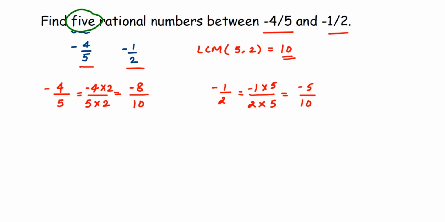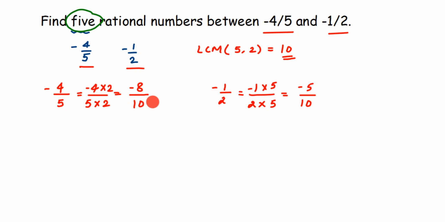We will again find the equivalent rational number of minus 8 tenth and minus 5 tenth. Remember, we are finding the equivalent rational number. Equivalent means they all are equal, but they are in other form. Now this is simplified form, but this is not simplified form. So minus 4/5 is equal to minus 8/10. Now again I find the equivalent rational number of minus 8 by 10.